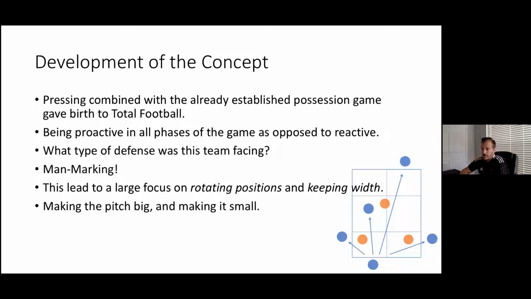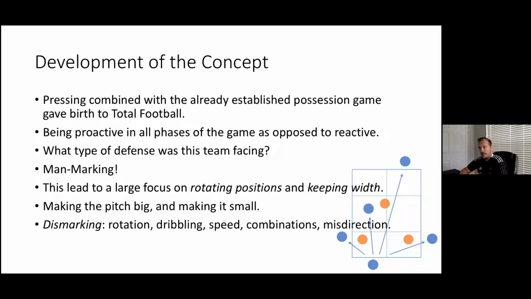So their idea was to make the field big when they have the ball, and when they don't have the ball, make it small, which is stuff that we all coach today, right? And again, the main idea to combat man marking was ways to get rid of your marker. So rotate your position, dribble by your direct opponent, use your speed to run past your opponent and get the ball, use combination play to get free of your man, and then the simple misdirection movement, right? You fake like you're going to go this way, and then you open up for the ball and you get free, right?